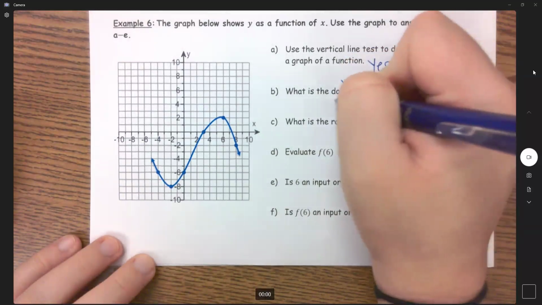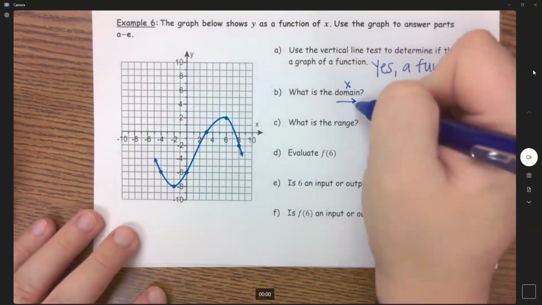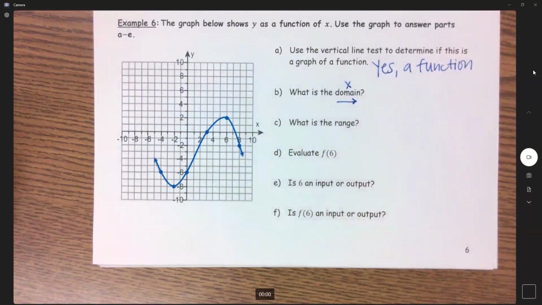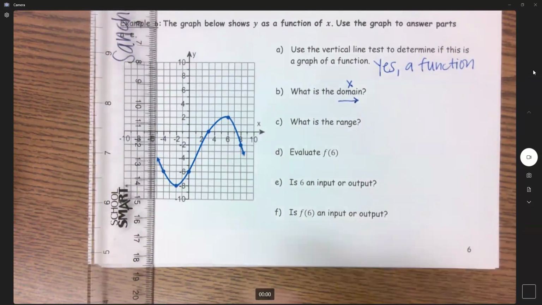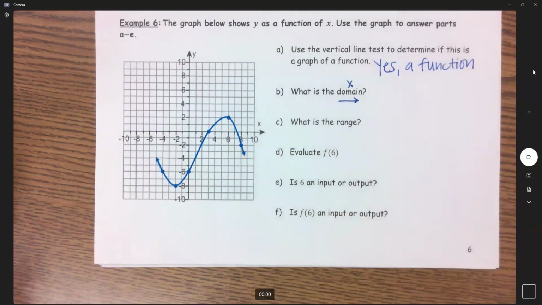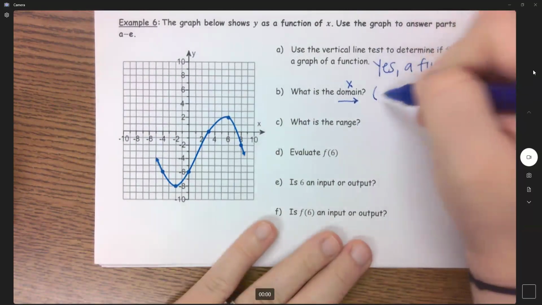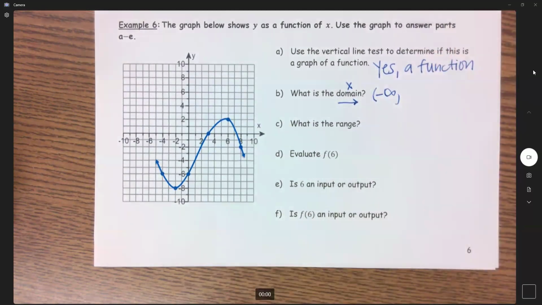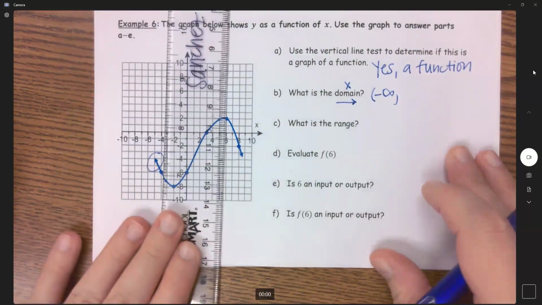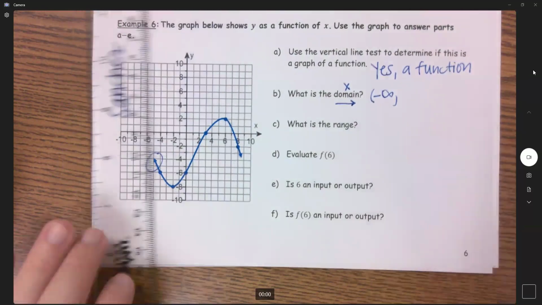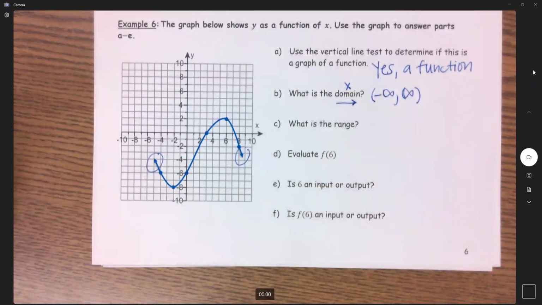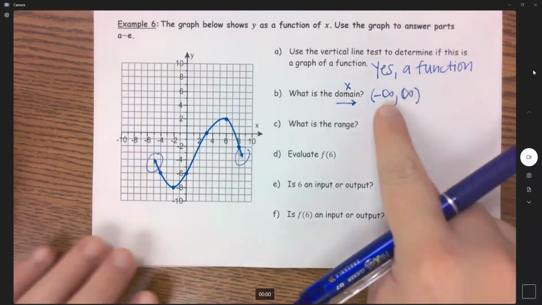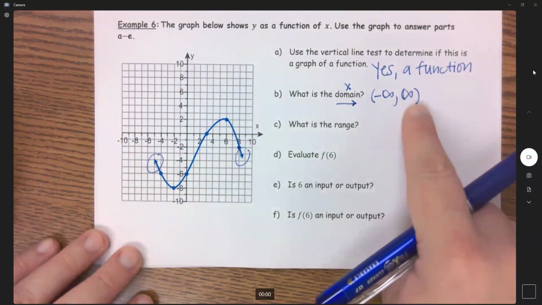Domain is my x, and we go from left to right. Now, as I go from left to right, the first thing I encounter is an arrow. Arrows are going to mean infinities. So this one is negative infinity because of this arrow. And as it keeps going, we encounter an arrow at the end, and that's going to mean positive infinity. So my domain is all real numbers, negative infinity to positive infinity.